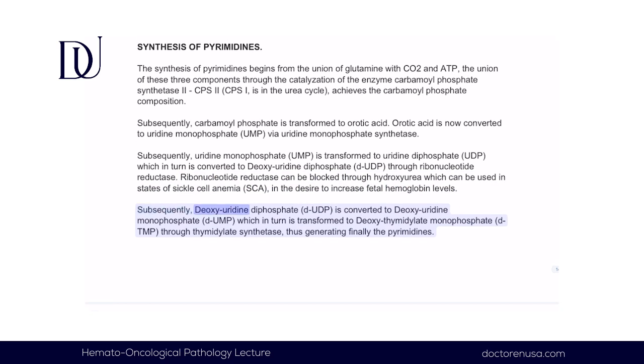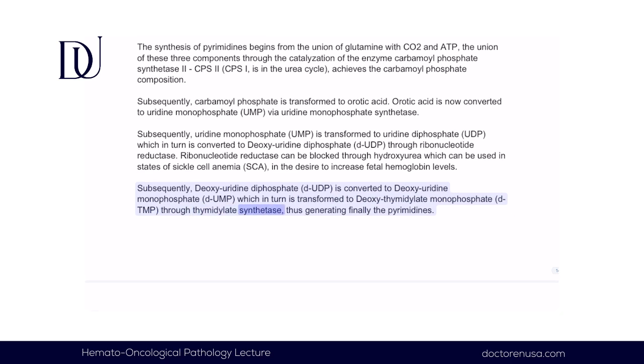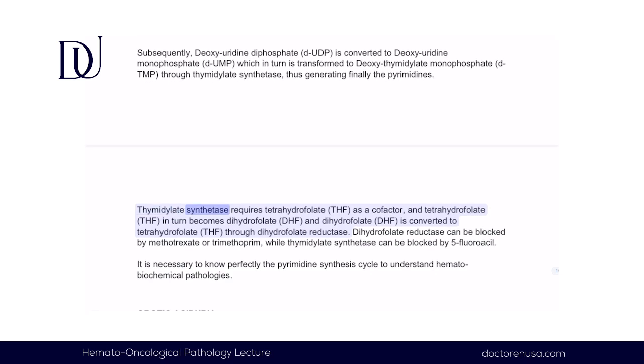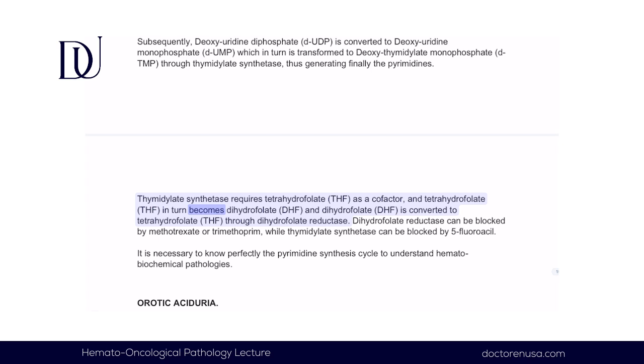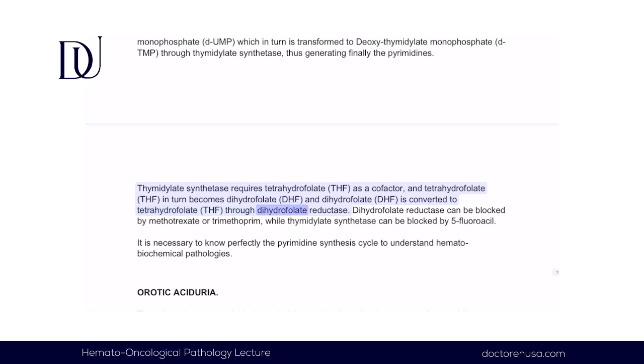Subsequently, deoxyuridine diphosphate (dUDP) is converted to deoxyuridine monophosphate (dUMP), which in turn is transformed to deoxythymidylate monophosphate (dTMP) through thymidylate synthetase, thus generating finally the pyrimidines. Thymidylate synthetase requires tetrahydrofolate, THF, as a cofactor, and tetrahydrofolate, THF, in turn becomes dihydrofolate, DHF, and dihydrofolate, DHF, is converted to tetrahydrofolate, THF, through dihydrofolate reductase.